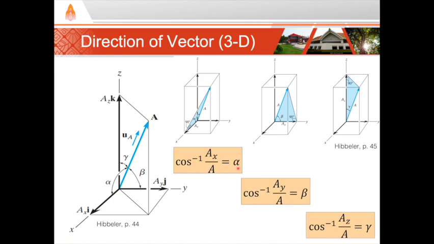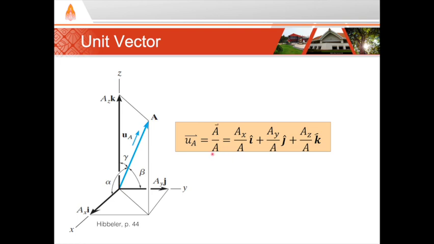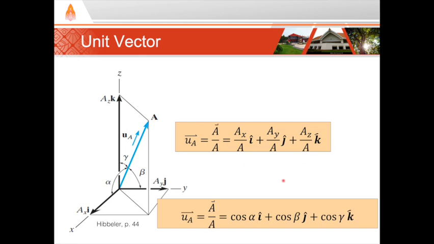We can express the direction of any force vector A as a unit vector. This unit vector, remember, has a length of 1. And we define the unit vector of A, this u sub A, using the i, j, and k unit vectors. We can also express a unit vector using the angles alpha, beta, and gamma, as shown.